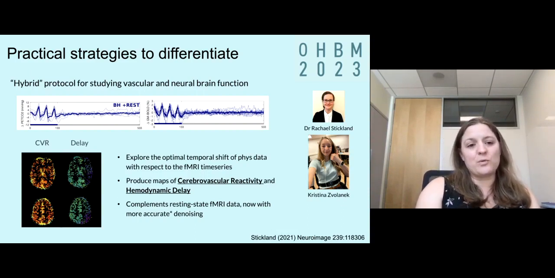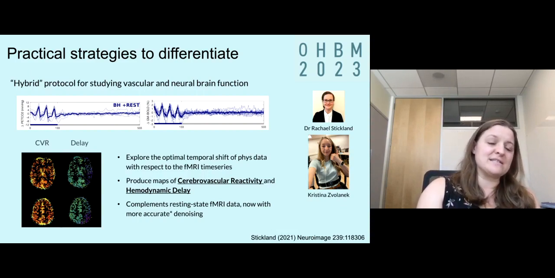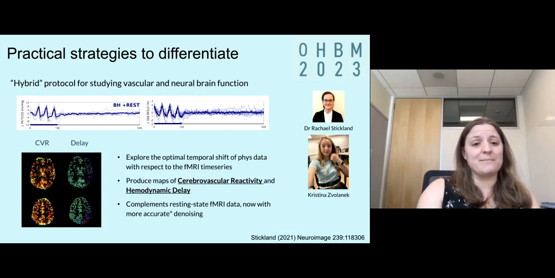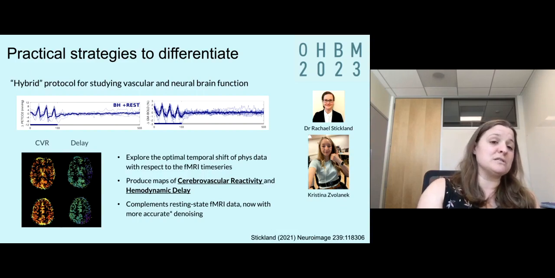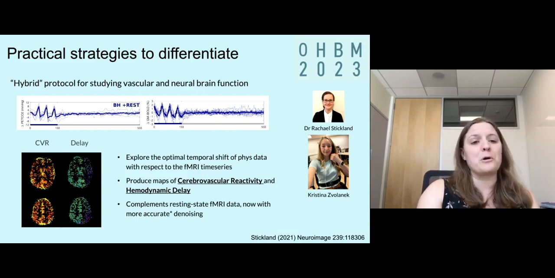So here's an example where we asked participants to perform 3 short breath holds prior to a resting state period. You can see that effect in the CO2 recordings, as well as in the BOLD fMRI time series in gray matter. And we can produce those maps of vascular reactivity, amplitude, and delay from this type of simple protocol. The idea is also that having these modulations lets us model that amplitude and delay better across the entire data set and potentially better denoise some of these CO2-related fluctuations from the resting state period.